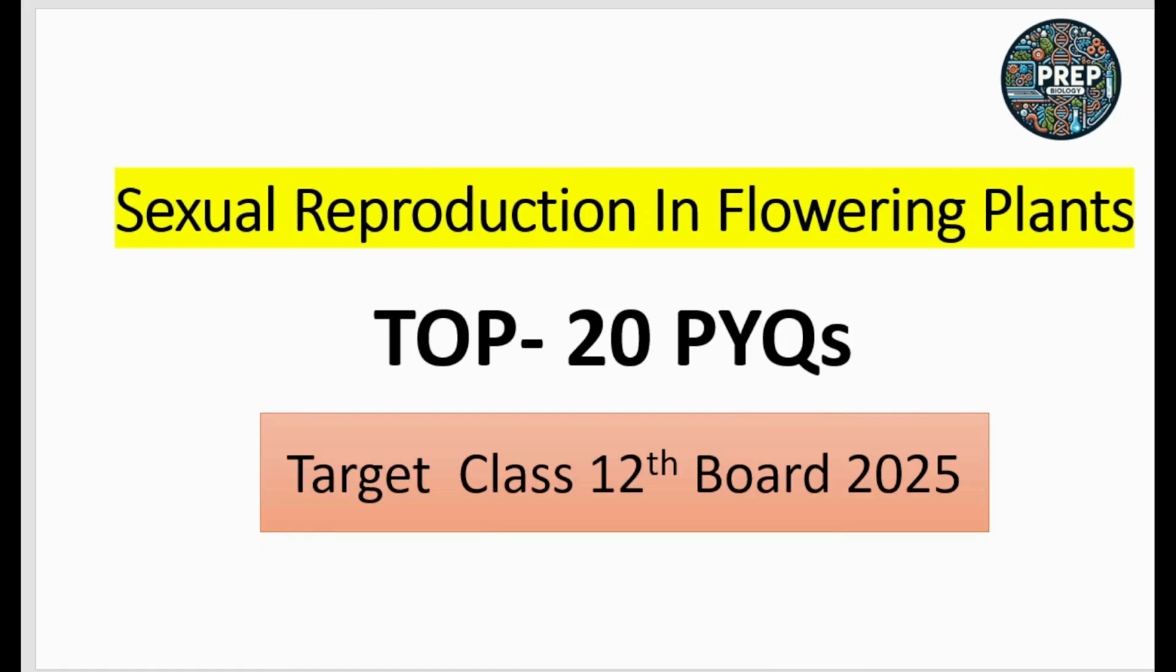So today in this lecture we are going to discuss the top 20 previous year questions from your chapter number 1 of biology, that is sexual reproduction in flowering plants. These are all previous year questions which have been asked repeatedly in your previous class 12th board exams. By this lecture we will also discuss all the important topics of this chapter. Let's begin with the lecture.